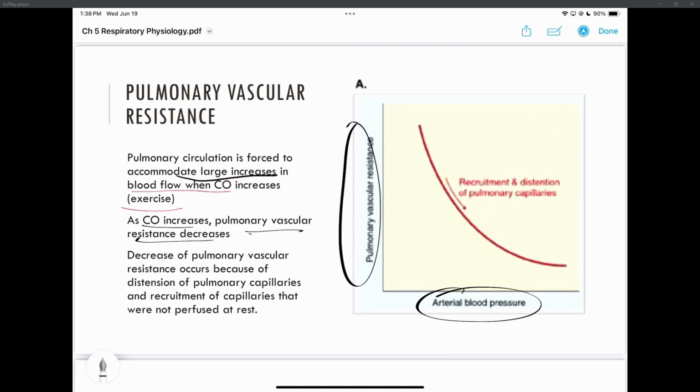During exercise, the decrease in pulmonary vascular resistance occurs because of distension of the pulmonary capillaries and recruitment of capillaries. So those extra alveolar capillaries that surround each alveoli, the diameter is going to increase. If the diameter of a capillary increases, what happens to the volume that can get through it? Increases. So we have more. The other thing we do too is recruitment of pulmonary capillaries.